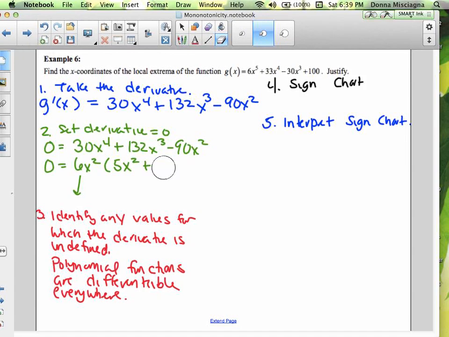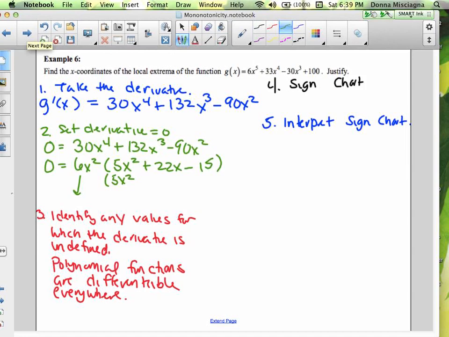All right, don't divide the rest of them by... plus 22x minus 15. I said it was going to be 22 and 15. I decided not to write it. All right, 5 times negative 15 is negative 75. So I got to factor this. So I got 5x squared, multiplies to give me negative 75, adds to give me 22, is going to be negative 3 and positive 25.